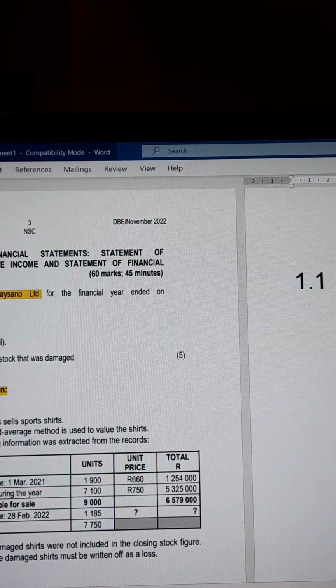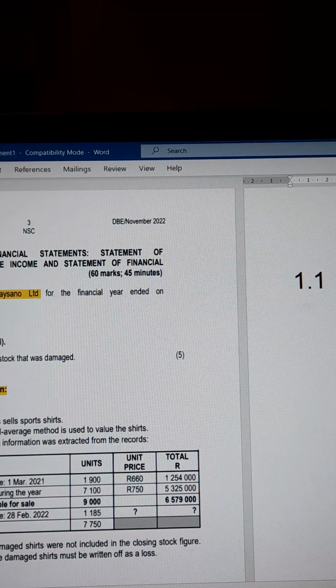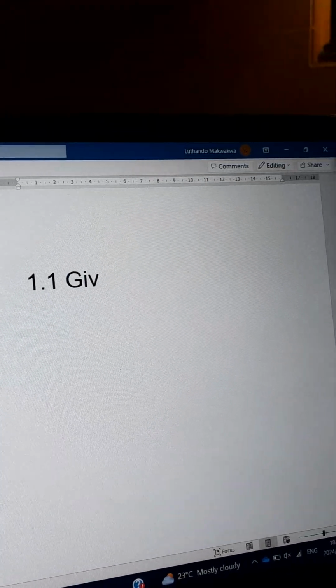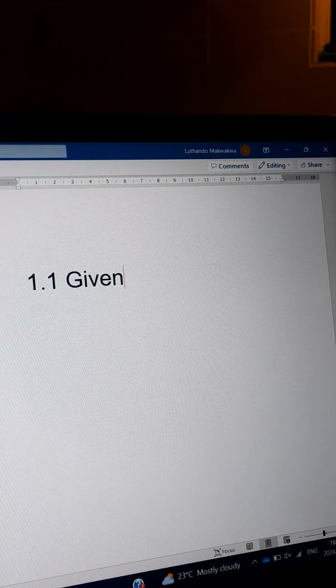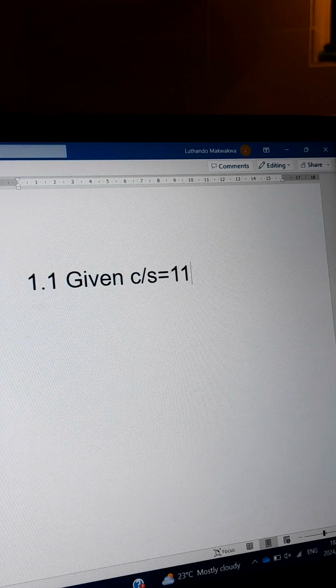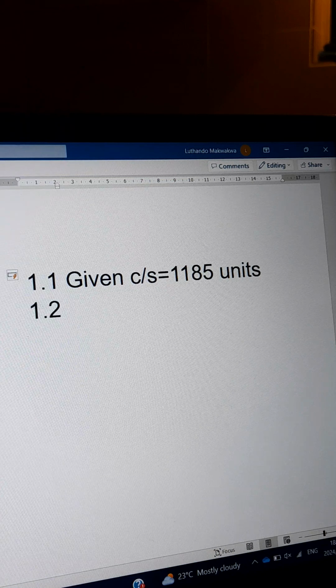So let's quickly put it in writing. Remember, I said the first thing we need to do is establish that we've been given the closing value or the closing units. Closing stock is equal to how much? The given closing stock is equal to 1,185 units or shares.